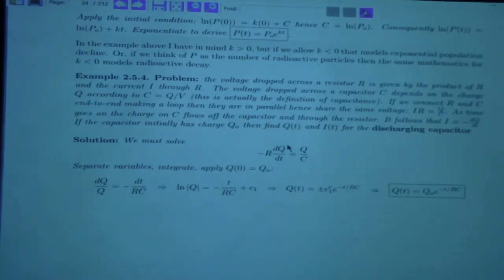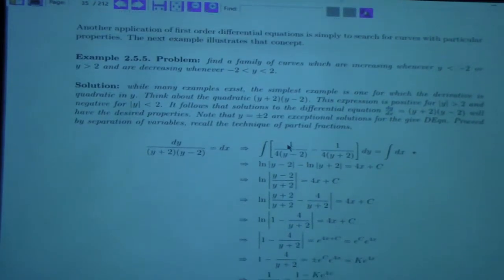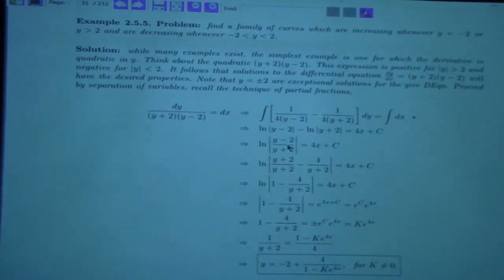This is electrical engineering. We'll go on. You guys didn't react well to my first example, so I'm just going to move along here.